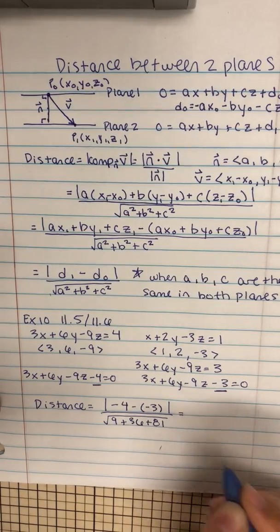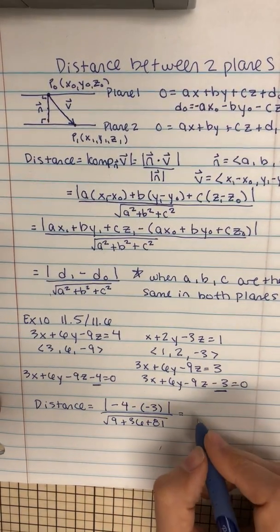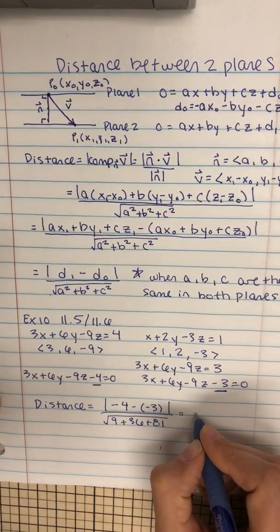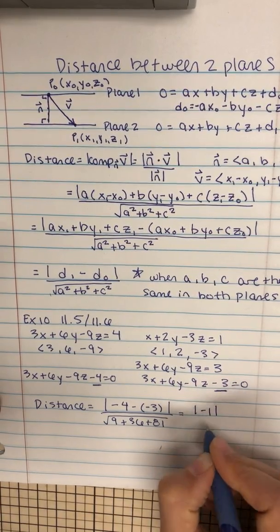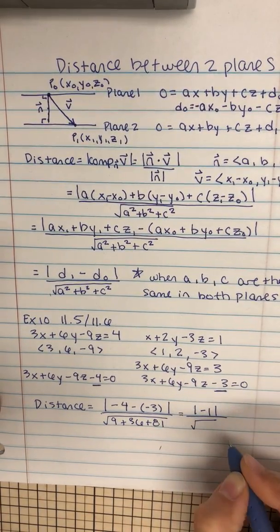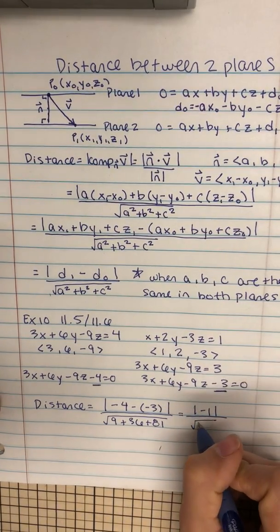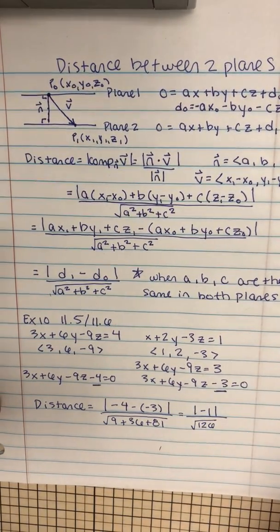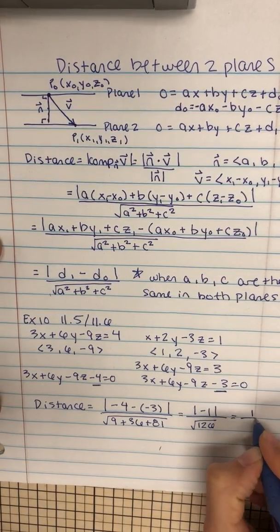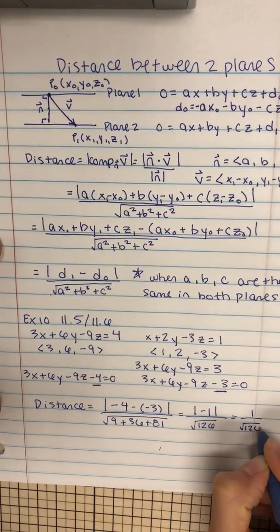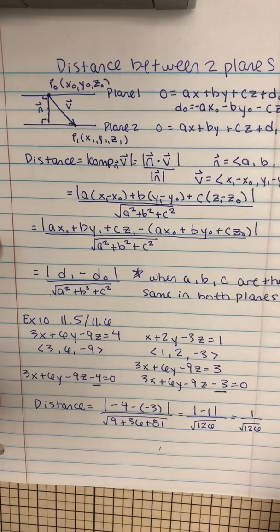In the numerator, I'm getting -4 plus 3, which is -1, but take the absolute value. In the denominator, I'm getting the square root of 36 plus 90, which is 126. So maybe my final answer is 1 over square root of 126. No need to simplify that radical.